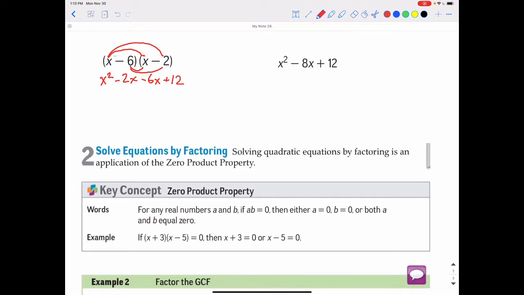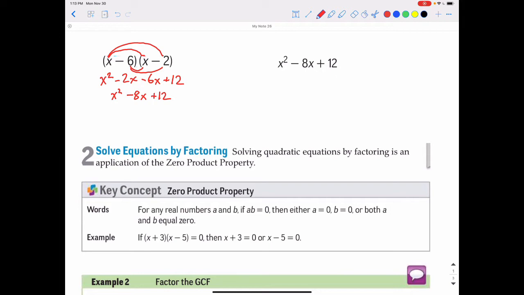Most oftentimes, those like terms are the two terms in the middle. So we would combine negative 2x and negative 6x. That would be negative 8x. So notice I've already brought down the x squared. So that would be x squared minus 8x, and then there are no like terms with the positive 12, so that'd just be plus 12. And that would be the answer. That would be the simplified form of x minus 6 times x minus 2.